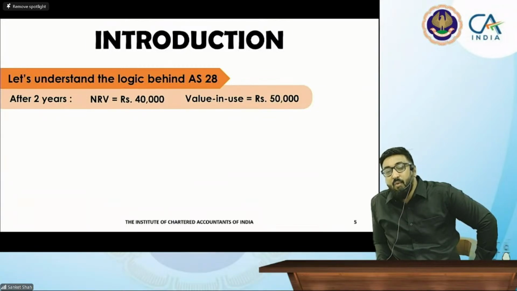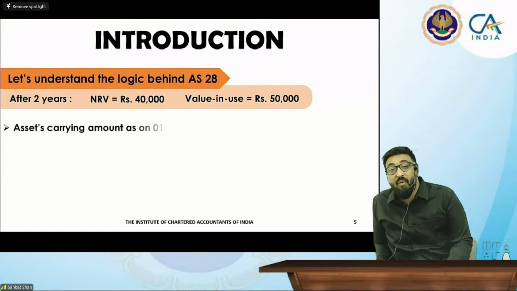50,000 is higher. What is it called? Yes, tell me in the comment section. NRV or value in use, whichever is higher. What is it called? हाँ हार्दिक भाई, आपने लिख दिया: recoverable amount.